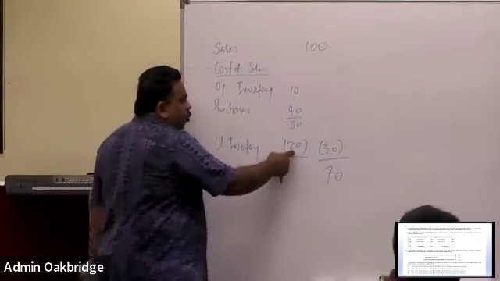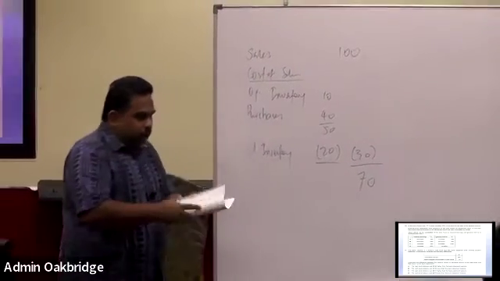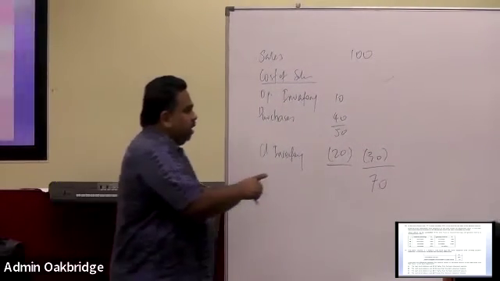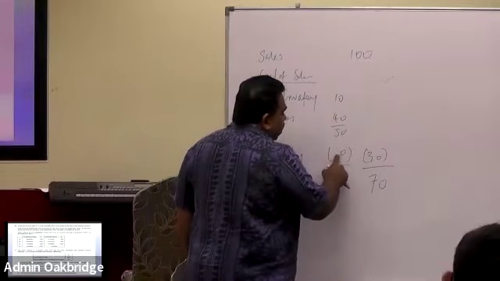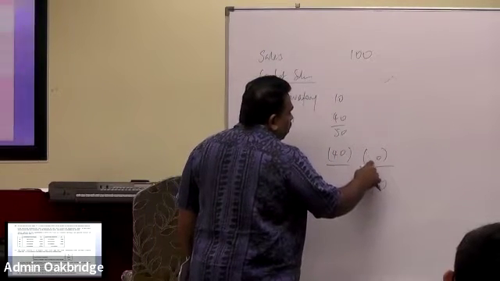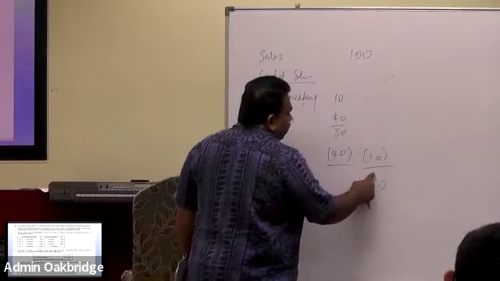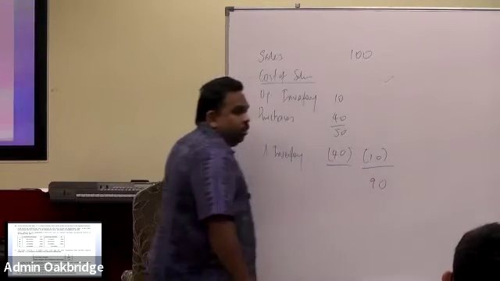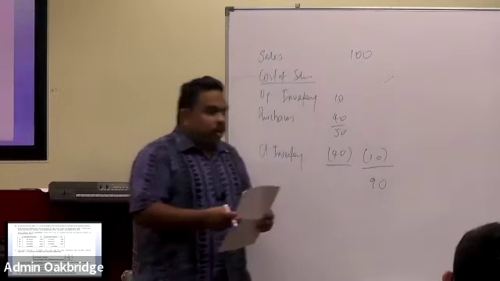Now, what is the question telling you about closing inventory? Overstated. If this becomes higher, let's say closing inventory becomes 40, cost of sales becomes 10, and profit becomes 90. So when closing inventory is overstated, what happens to your profit?